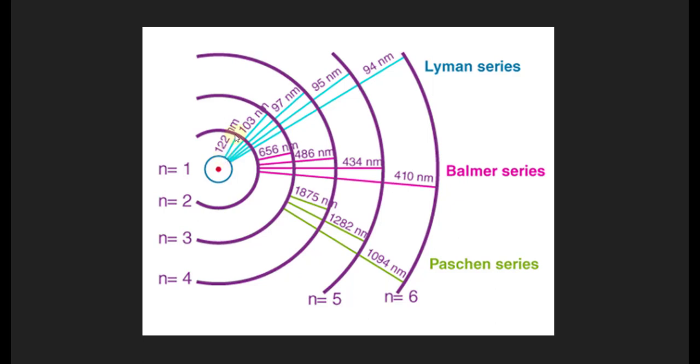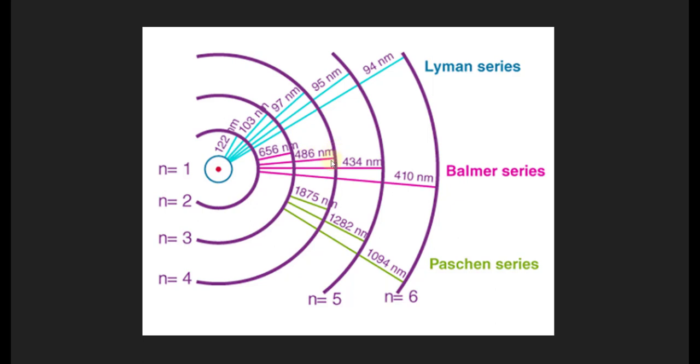to the second, which means a 122 nanometer photon will move the electron from the first to the second orbit. Here, if the electron happens to be in the second orbit, it requires a photon with the wavelength of 656 nanometer to go from the second to the third orbit.